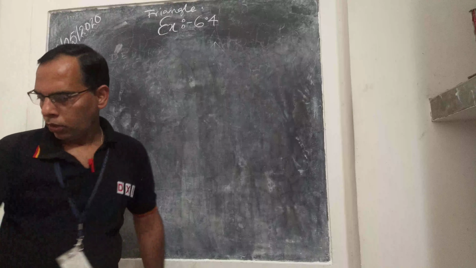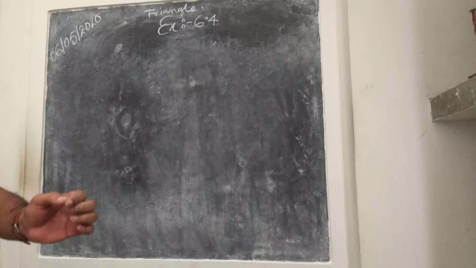See, according to this question, what is given? Prove that the area of an equilateral triangle described on one side of a square is equal to half the area of the equilateral triangle described on its diagonal. Prove that the area of the equilateral triangle described on one side of a square is equal to half of the area of the equilateral triangle drawn on its diagonal.